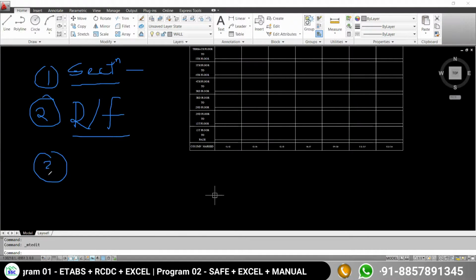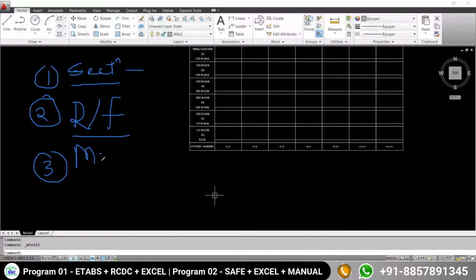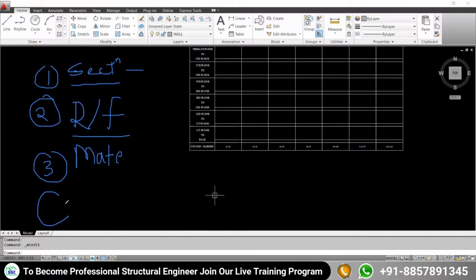The third requirement is that the material should also be the same. If you are dealing with a very big project, there is a possibility that the material may differ, but the material should be the same. Then only can you take them in the group. And the fourth is the levels should be the same.